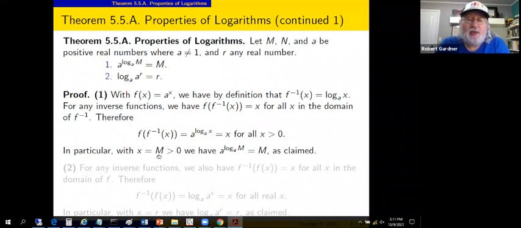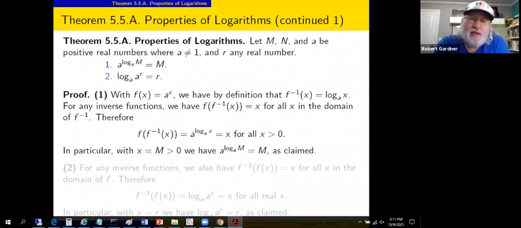This is basically what we have up here. Replace the x with capital M, and then it reads exactly like this. Well, capital M will have to be greater than 0. That's okay, we said M was a positive real number. So that establishes the first claim, simply based on the behavior of inverse functions.